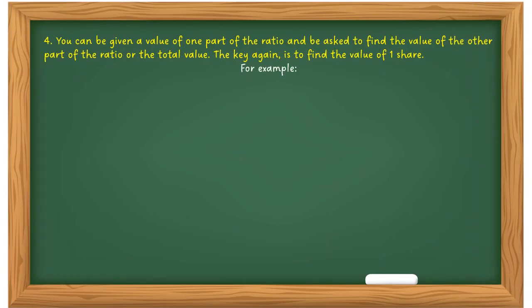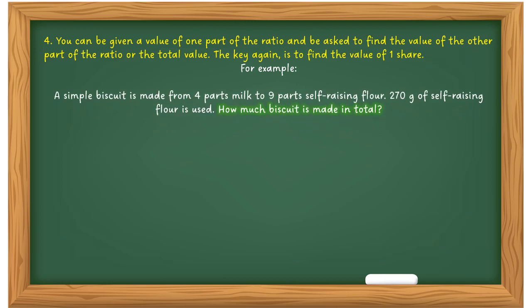Let's have another go. Now, a simple biscuit is made from 4 parts milk to 9 parts self-raising flour.